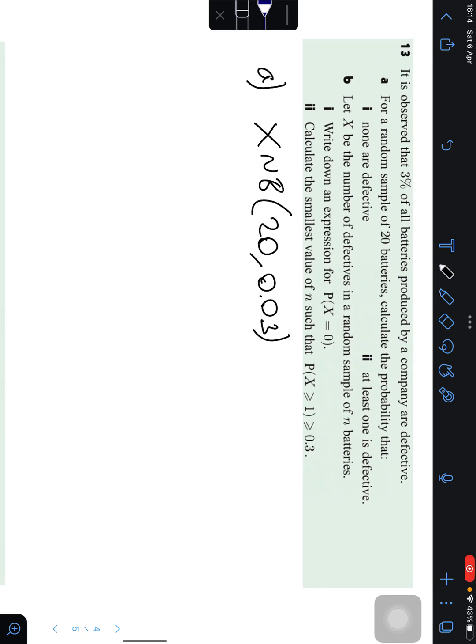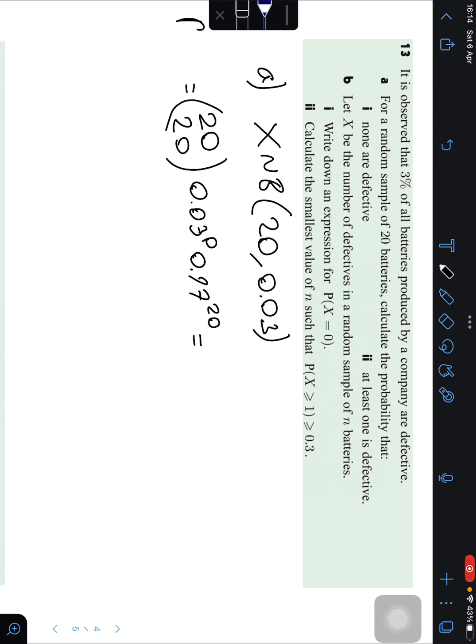So the probability that none are defective is the first term in our binomial. Nope, it'd be our last term in our binomial sequence. So that means that we need 20 choose 20 lots of 0.03 to the power of 0 times 0.97 to the power of 20. And so 20 choose 20 is 1.